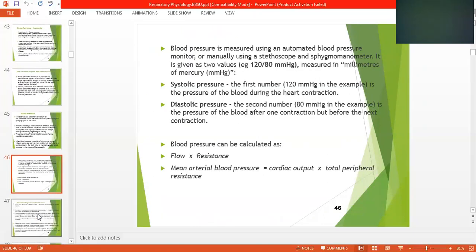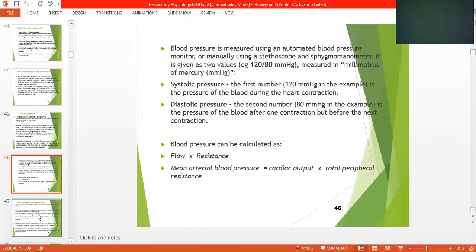Blood pressure is measured using an automated blood pressure monitor. We have a blood pressure apparatus. It can also be measured manually using a stethoscope and sphygmomanometer, and it gives two values. For example, 120 by 80: 120 is systolic and 80 is diastolic blood pressure, measured in millimeters of mercury, mmHg.